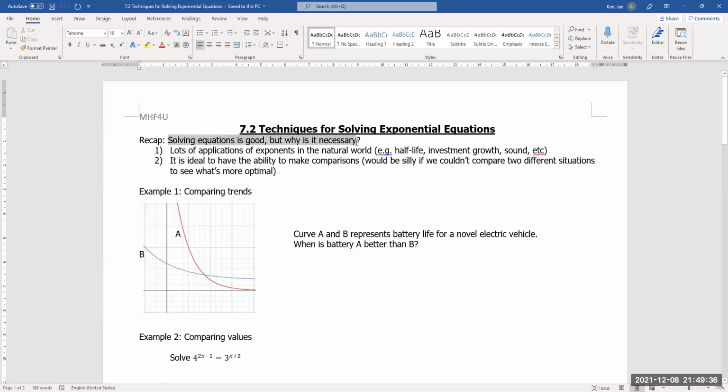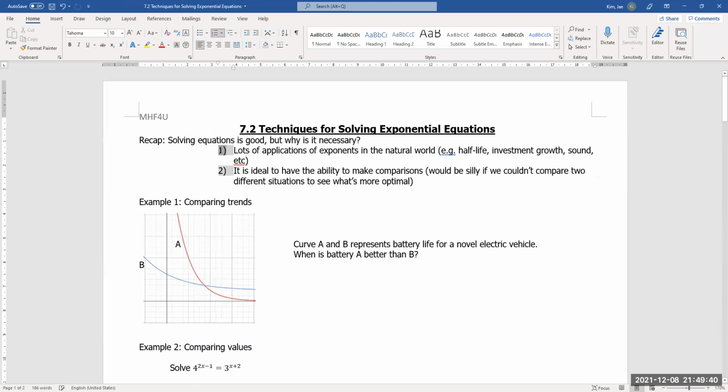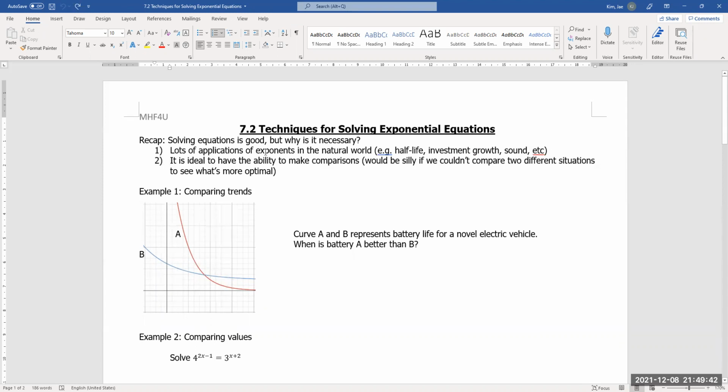Solving equations is good, but why is it necessary? You've heard me say it before, there are lots of applications of exponents in the natural world, like half-life, investment growth, sound, etc. And it is ideal to have the ability to make comparisons in mathematics. It would be silly if we weren't able to do that mathematically after successfully completing grade 12 math.